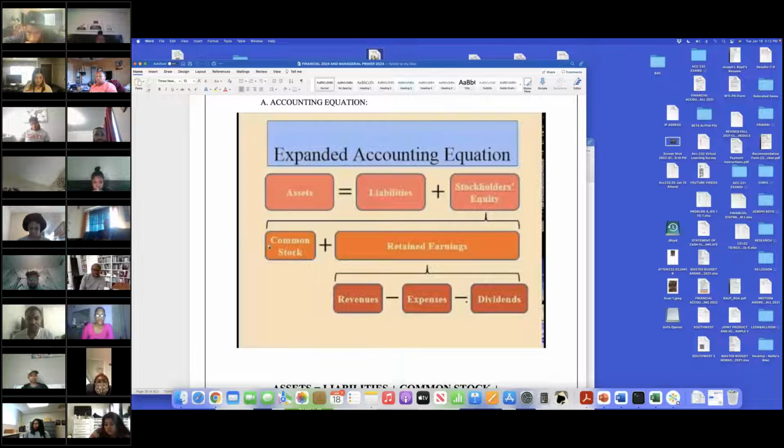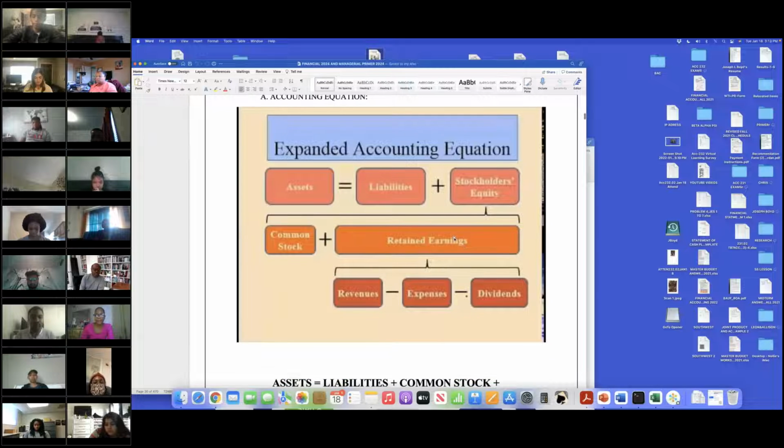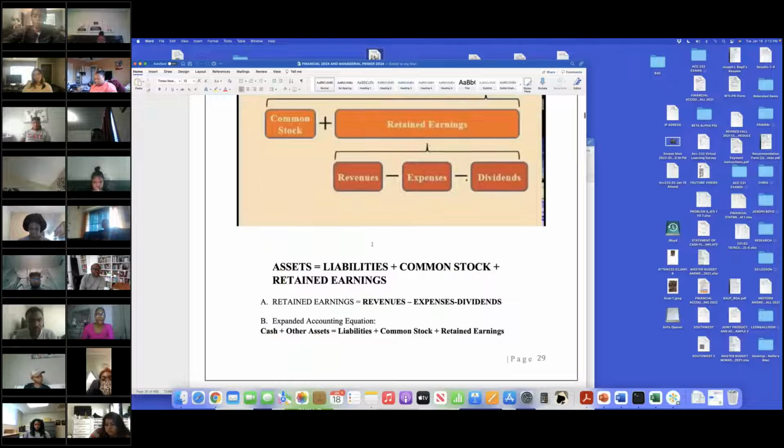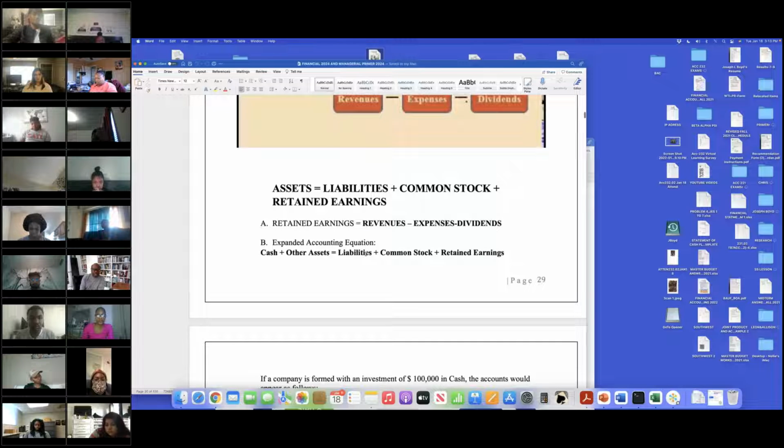So assets, the liabilities, the stockholders' equity, which is the common stock, which you put in the company, and the earnings that you have. And the earnings that stay in the company is revenues minus expenses and dividends. So we'll continually be going through this, but you should be memorizing the accounting equation. When we expand that equation: cash plus other assets equal liabilities plus common stock plus retained earnings.